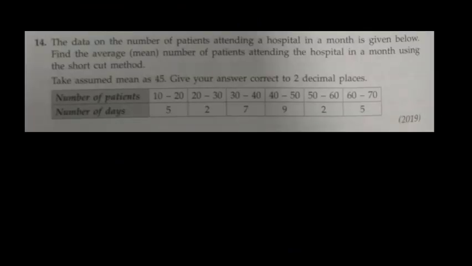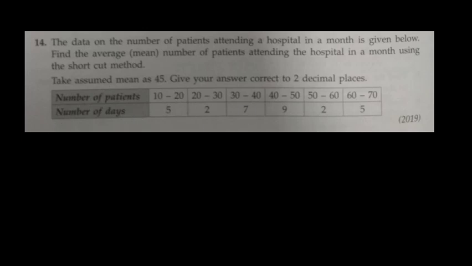Now here the problem is, the data on the number of patients attending the hospital in a month is given. Find the average number of patients attending the hospital in the month using the shortcut method. Take assumed mean as 45. Give your answer correct to 2 decimal places. The number of patients is given in one column and the number of days in the other column. And the assumed value is also mentioned. This problem came in 2019.